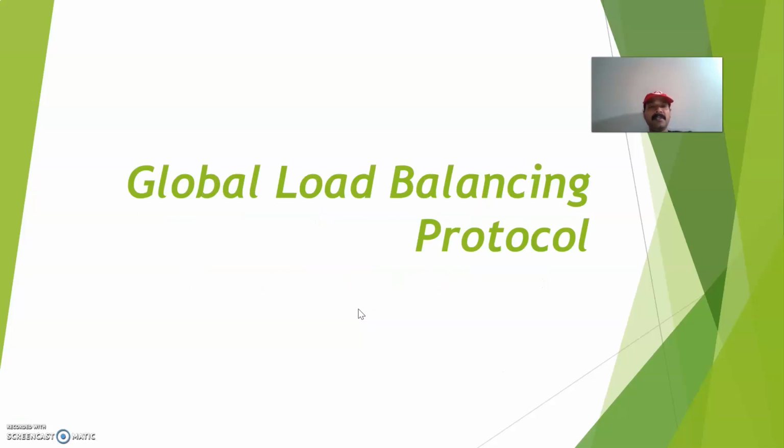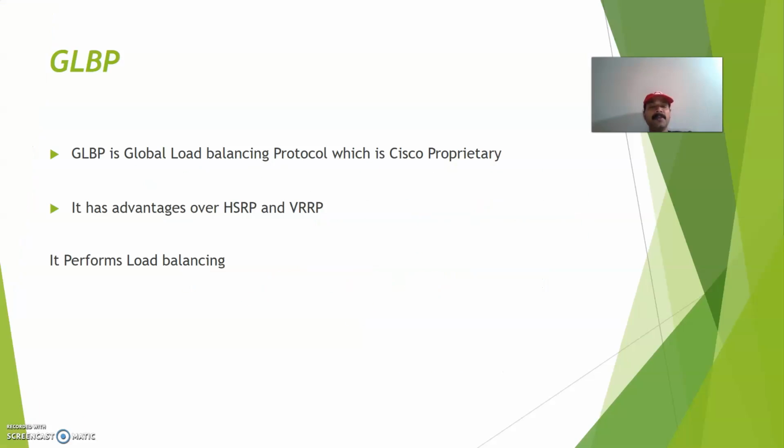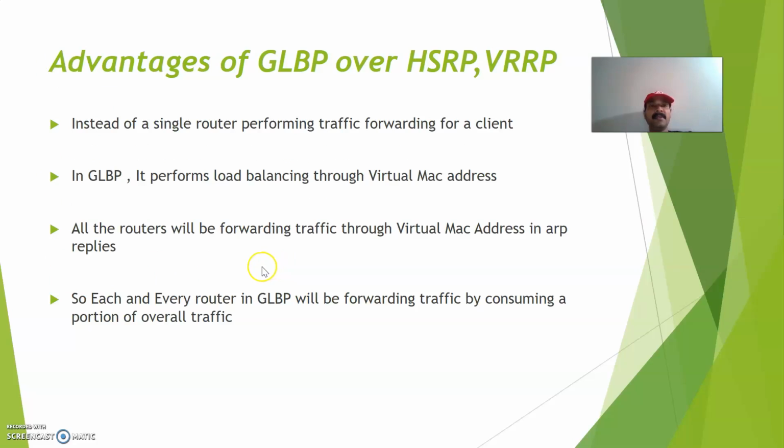And today let us discuss the topic GLBP. GLBP is the Gateway Load Balancing Protocol, which is Cisco proprietary, and it has several advantages over HSRP and VRRP. Its main function is load balancing, and let us see the advantages over HSRP and VRRP. In case of HSRP and VRRP, only one router will be forwarding the traffic.